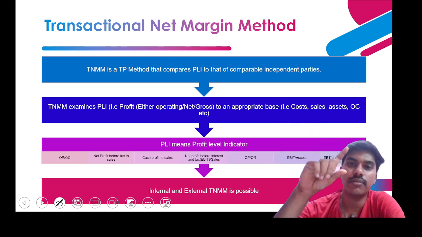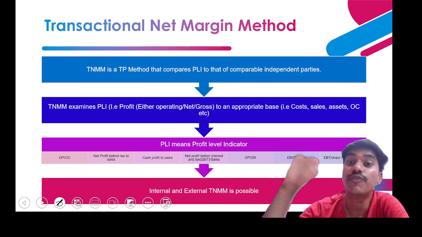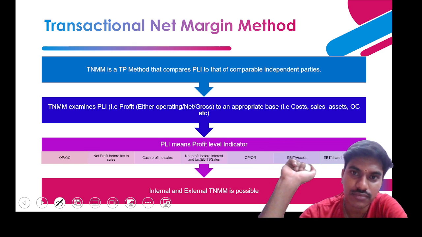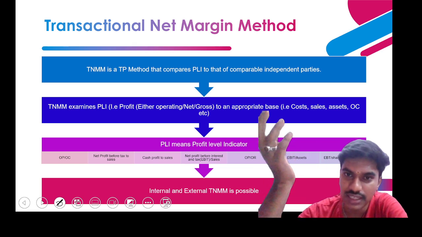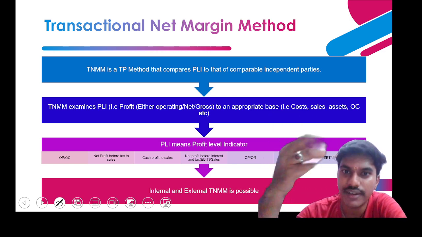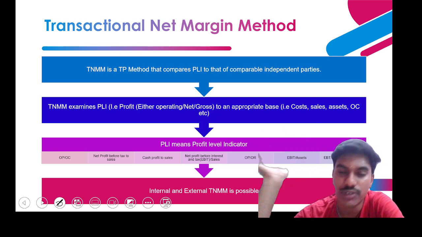Assume for example you are purchasing. There are 1,000 purchase transactions from 50 different associated enterprises, different products. There are 20,000 unit sales to 15 different countries at 15 different prices.